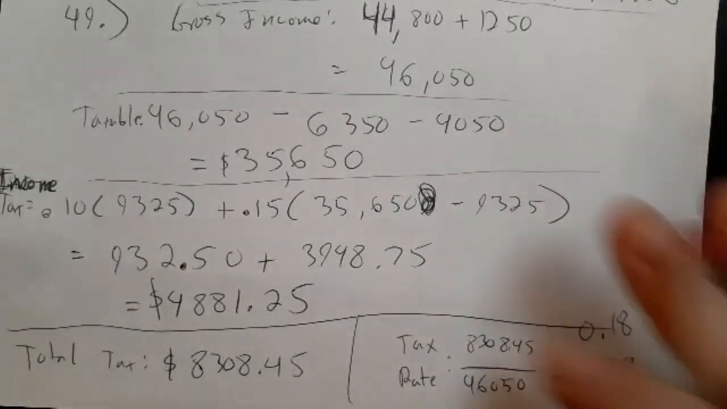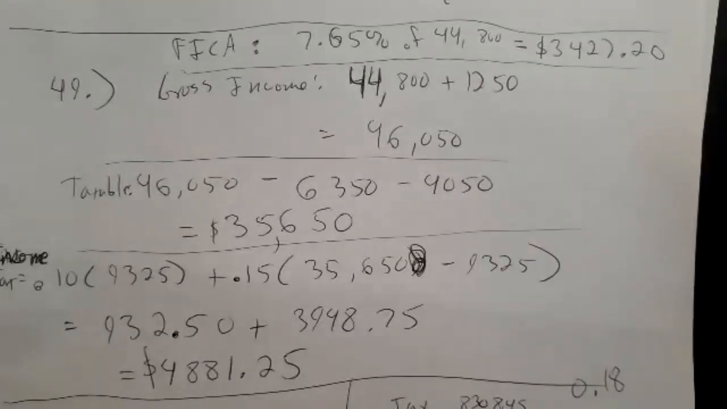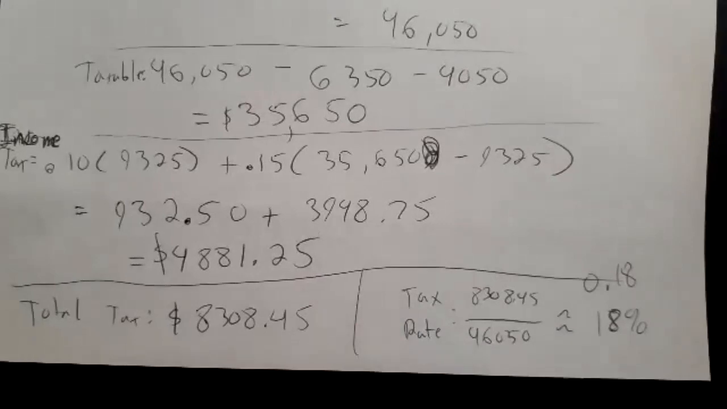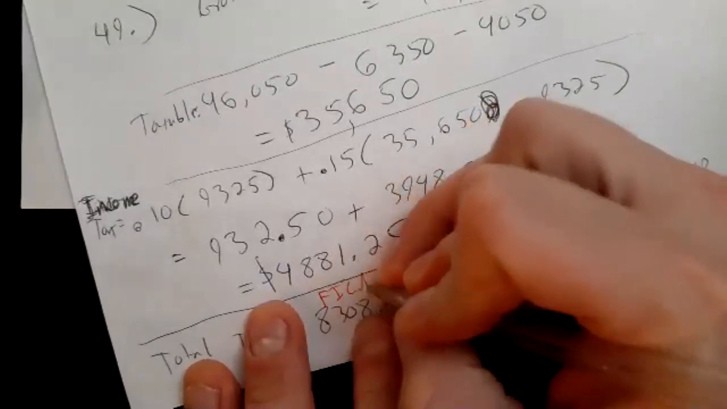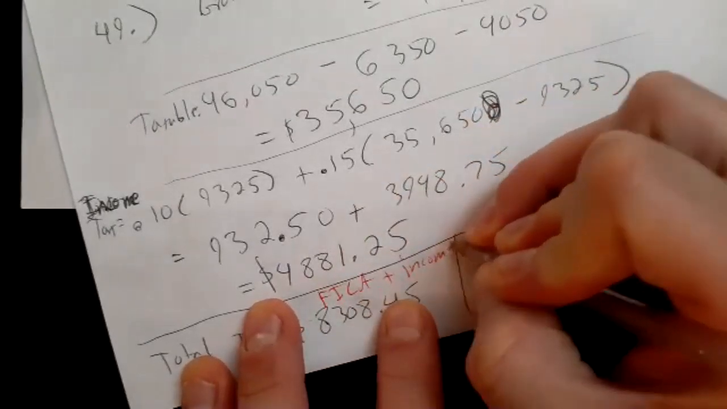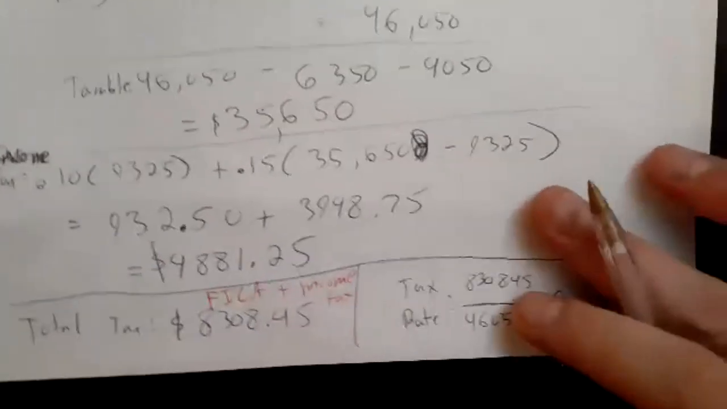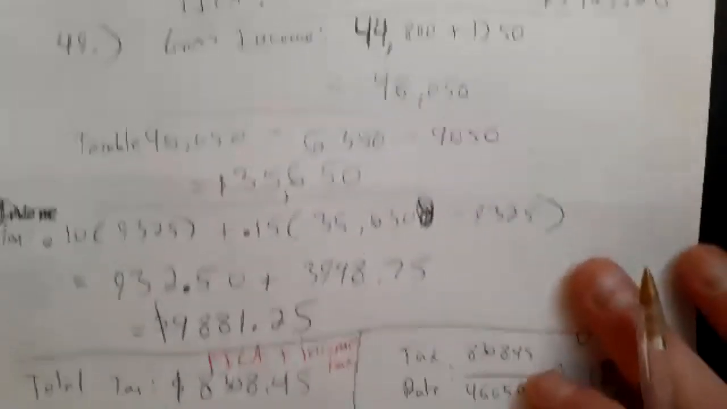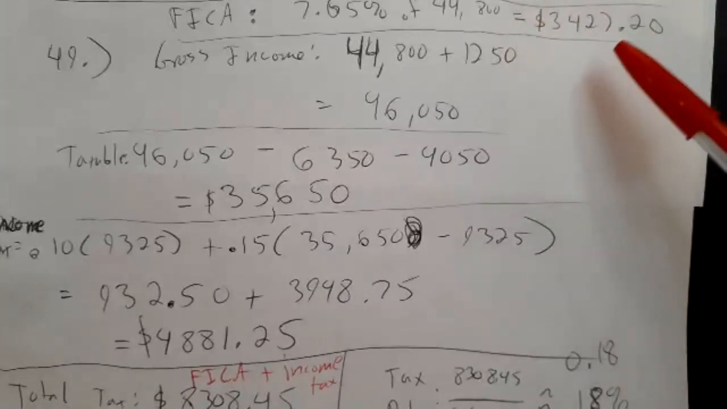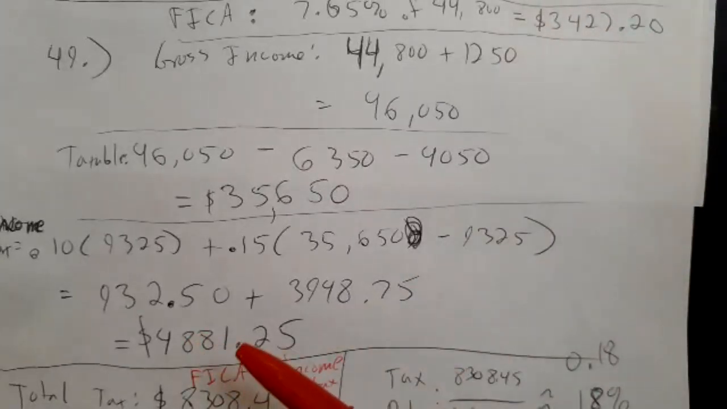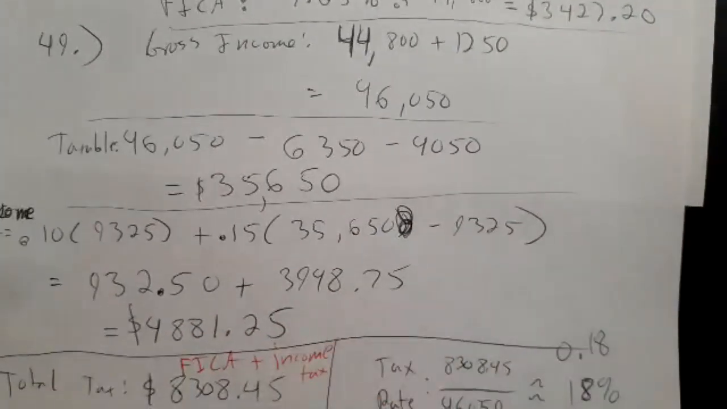Questions about this? I think the only new thing on here was this 8308. The 8308 comes from FICA plus income. FICA is coming from 3427.20 plus the 4881.25, which will give you the 8308.45. And I think the book even rounds them to the nearest dollar. I'm being pretty precise on mine.